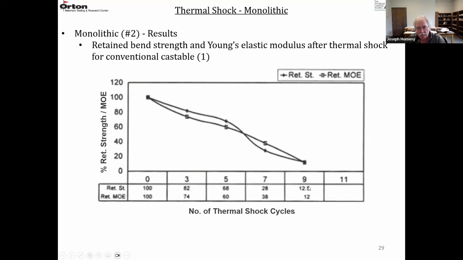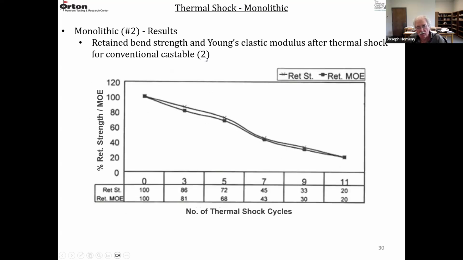And then this is the percent. So either retained strength or retained modulus after 9 cycles is down to about only 12%. So there was significant damage after 9 cycles. Castable number two is almost the same. It went up to 11 cycles before they stopped the test, and the values were about 20% retained for the strength or the Young's modulus. But they both track in a very similar manner.